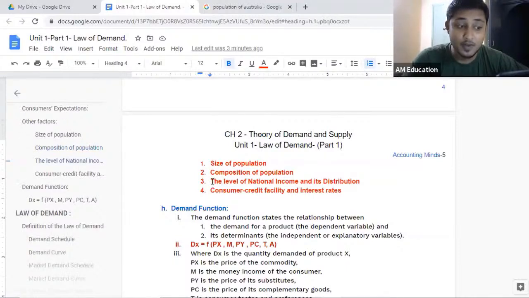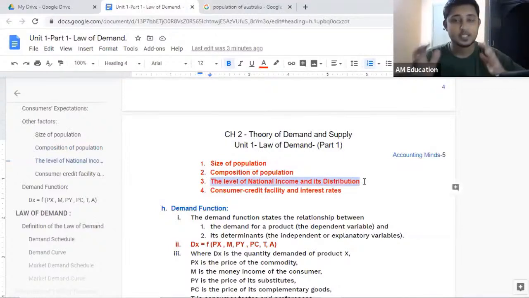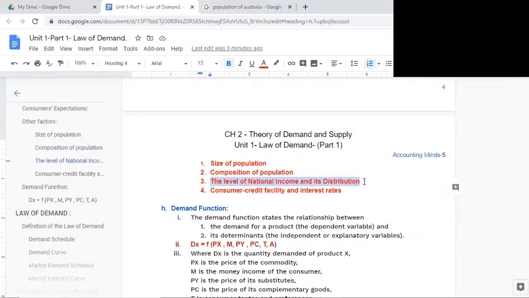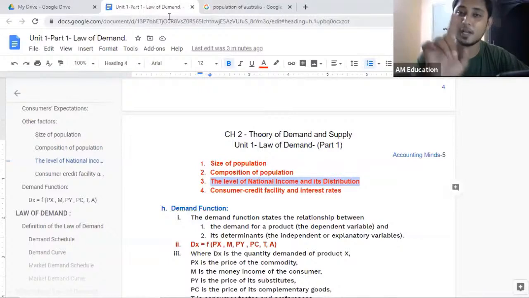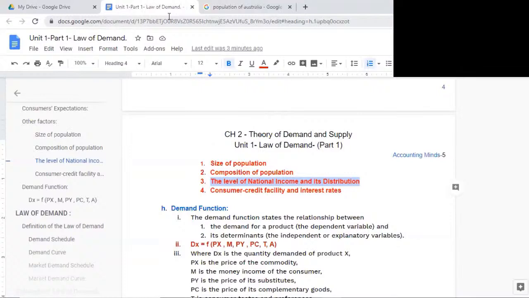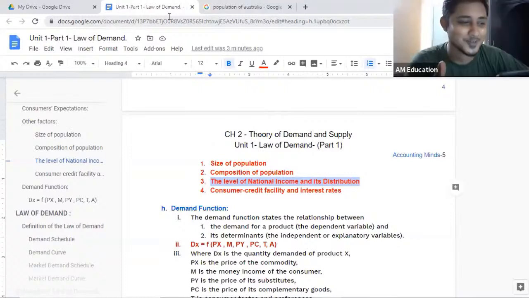And then the level of national income and its distribution. What is national income? The total number of goods and services produced in a year. It is not the total number of goods and services produced in the year. It is the value of those goods and services produced. Right? You learned in 12th.